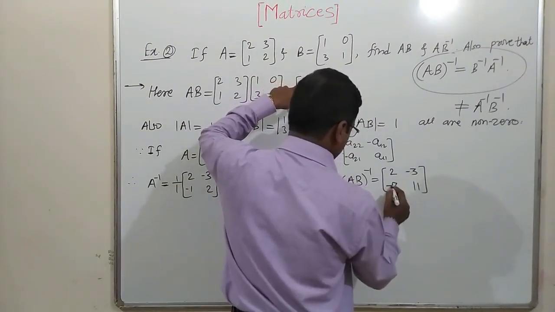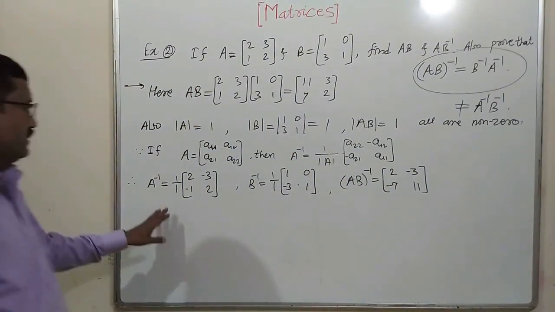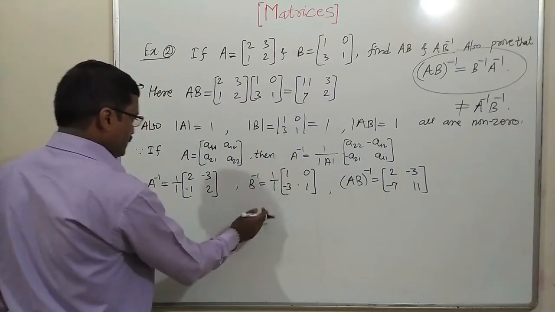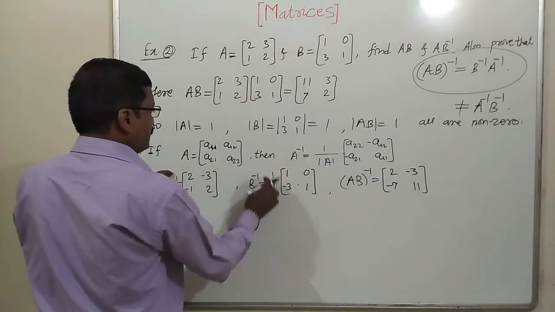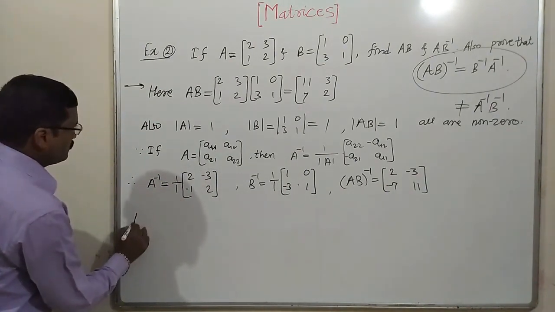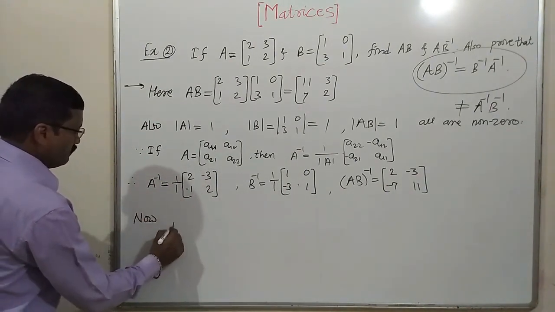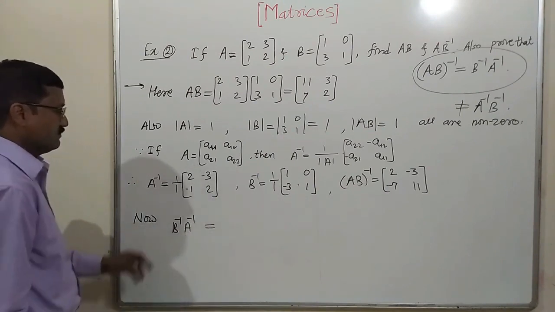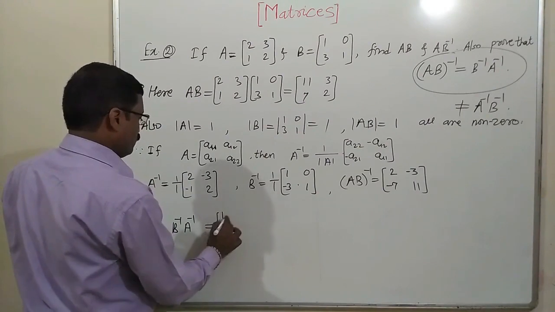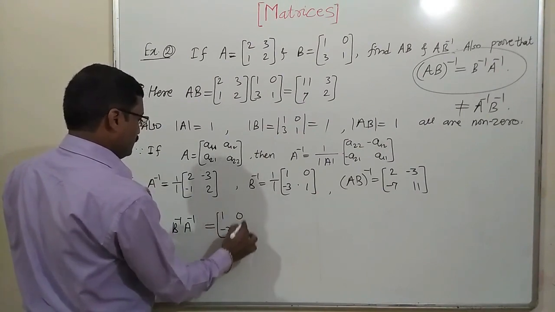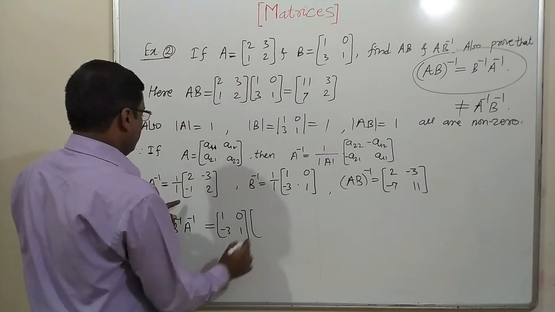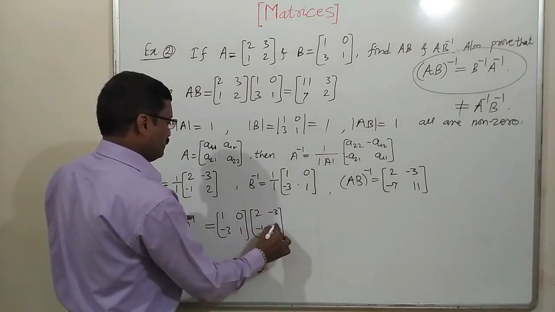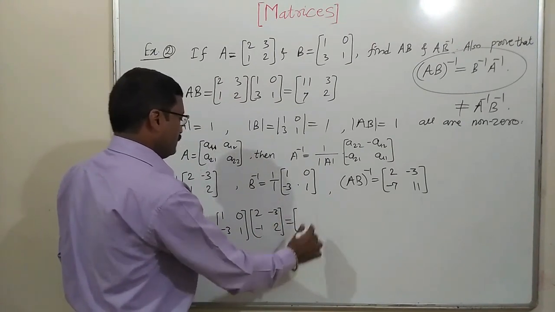Change the signs of these two. Same. Now we get A inverse, B inverse, and AB inverse. Let us just take the product of B inverse and A inverse. Here 1 upon 1 is 1, 1 upon 1 is 1. Now B inverse into A inverse is equal. B inverse is 1, 0, minus 3, 1. A inverse is 2, minus 3, minus 1, 2.